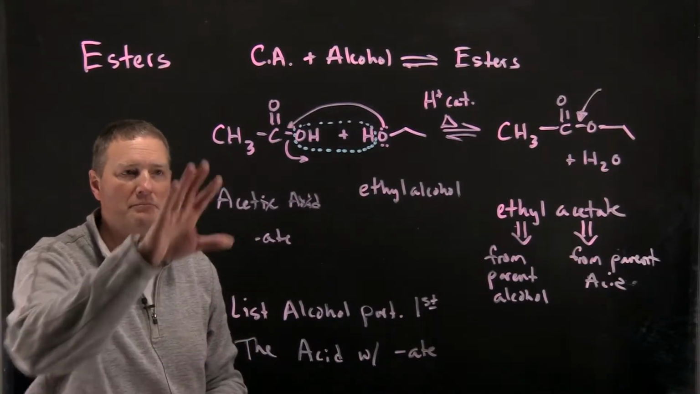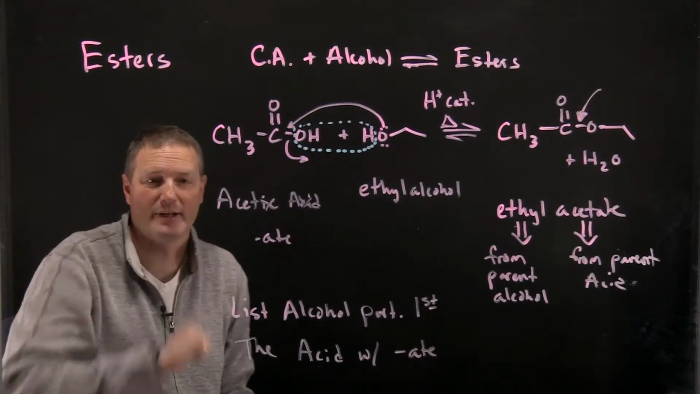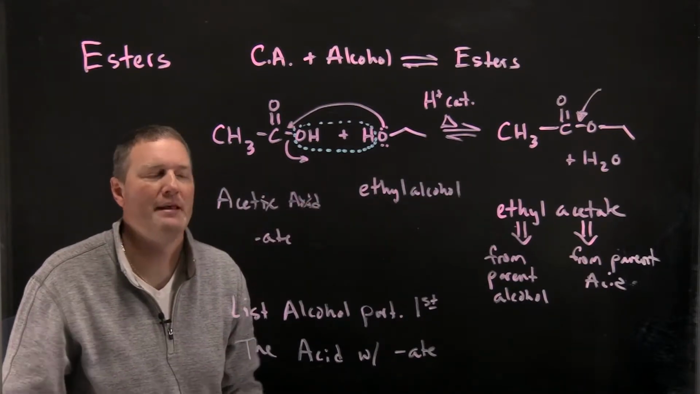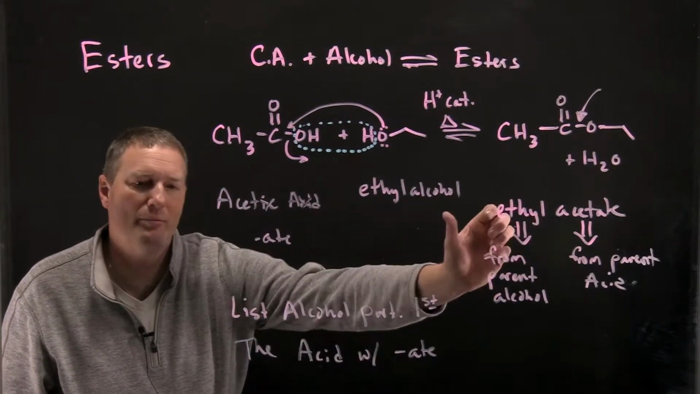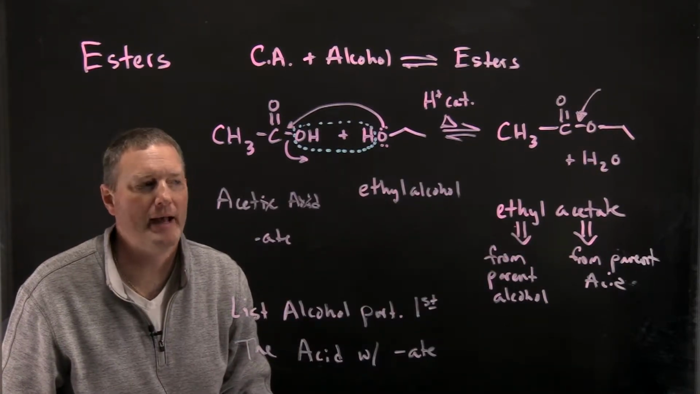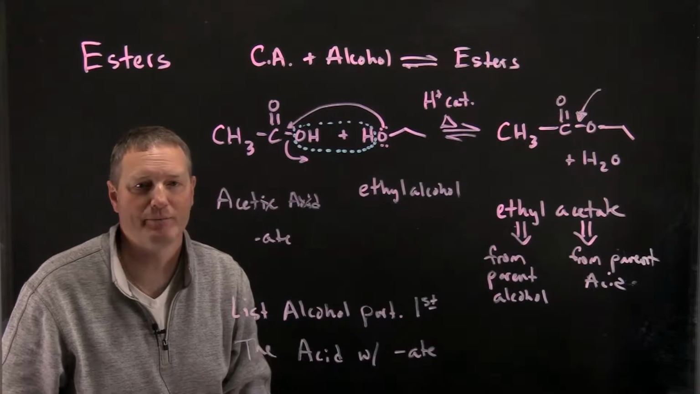Again, we had acetic acid, that gets converted to acetate. The ethanol is converted to ethyl alcohol. And when we list them, we list the alcohol part first. That would be listed as ethyl. And then acetate would be the acid portion.